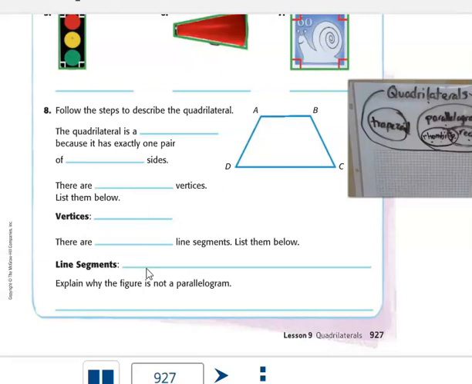And in order for it to be a quadrilateral, there are not just 4 vertices, there are also 4 line segments. So we would need to label the line segments with 2 letters. So there is the line segment DC, CB, BA, and then AD. Those 4 line segments are labeled by the vertices on either end of the line segment, and that would be the correct way to write it here. This figure is not a parallelogram. You need to explain why. If you're confused about that, go back to the other lesson or replay the video, and that'll help you get the answer to that one there.